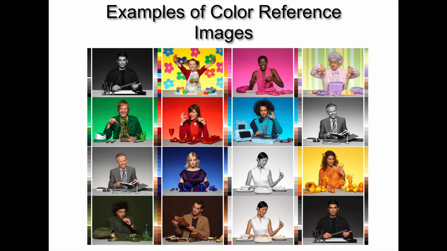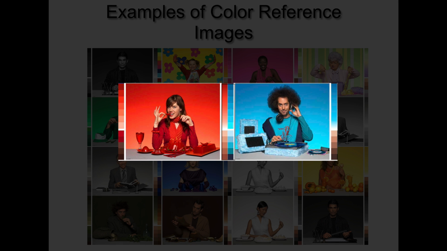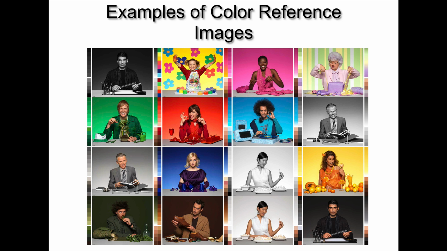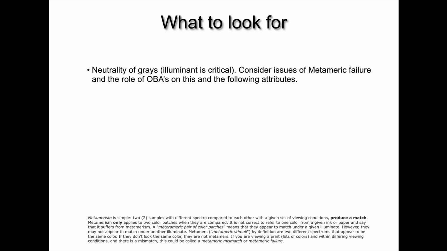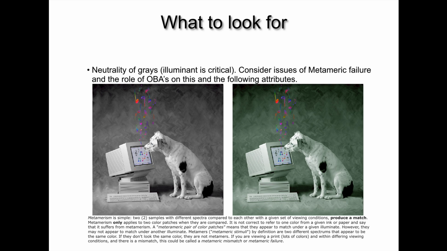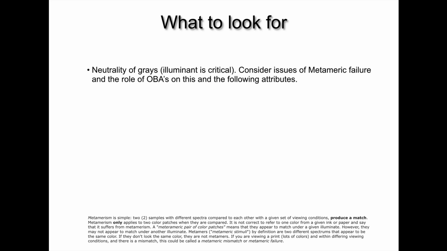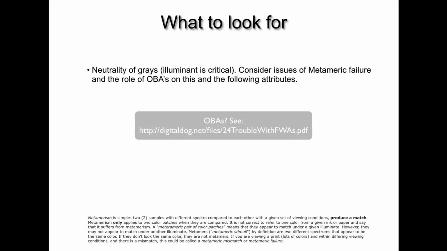Also notice on either side of each image are some solid squares that were extracted from the image, and those are useful too, as you'll see coming up in the next slide. So here's what you want to look for. First of all, you want to look for the neutrality of grays, and the illuminant, of course, is going to be somewhat critical. And when you look at these images under a viewing condition that you've set up for looking at your prints, you do want to consider issues of metameric failure and the role of OBAs.